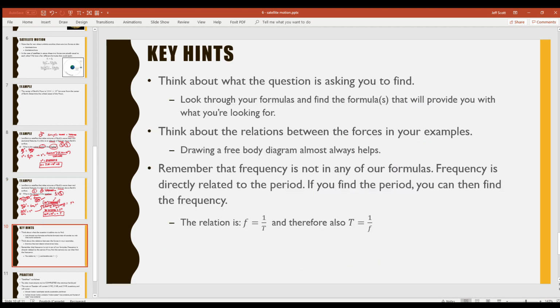Okay, to close things off, I'm just going to end with some key hints. So just pause this slide and you're going to want to jot this down.